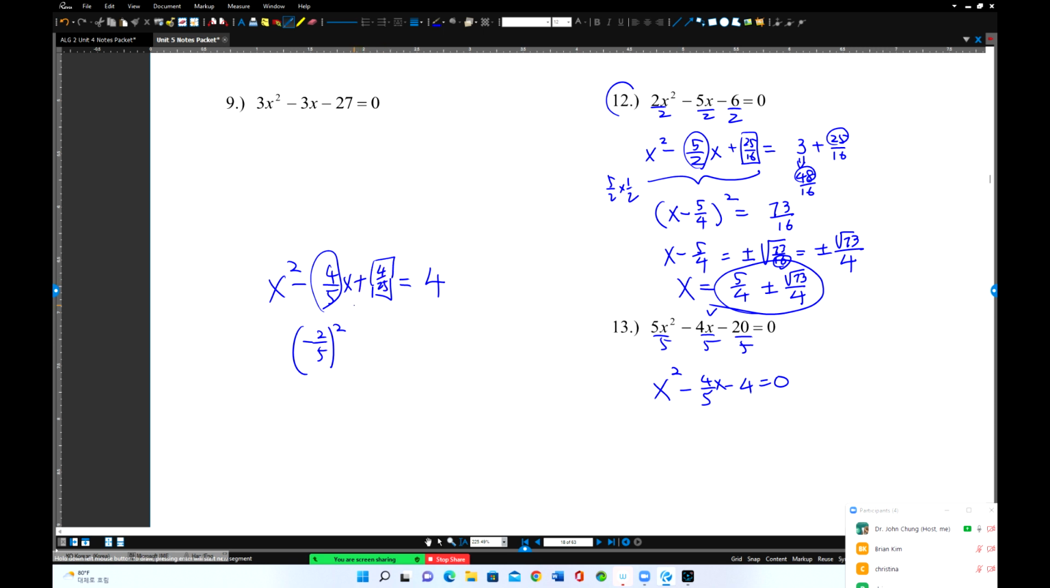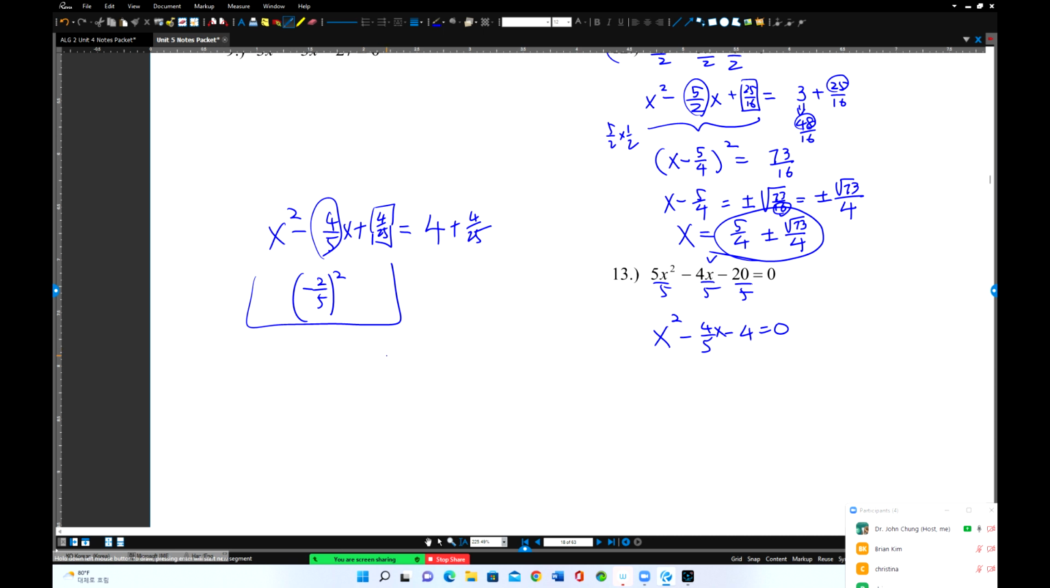That's it. Already positive. So you add what? Same number, 4 over 25. These all three are what? A perfect square trinomial. Replace with this one. X minus half of this one, still 2 over 5, squared, okay? This is how much? 100 over 25 plus 4 over 25, which is 104 over 25. Now square root.